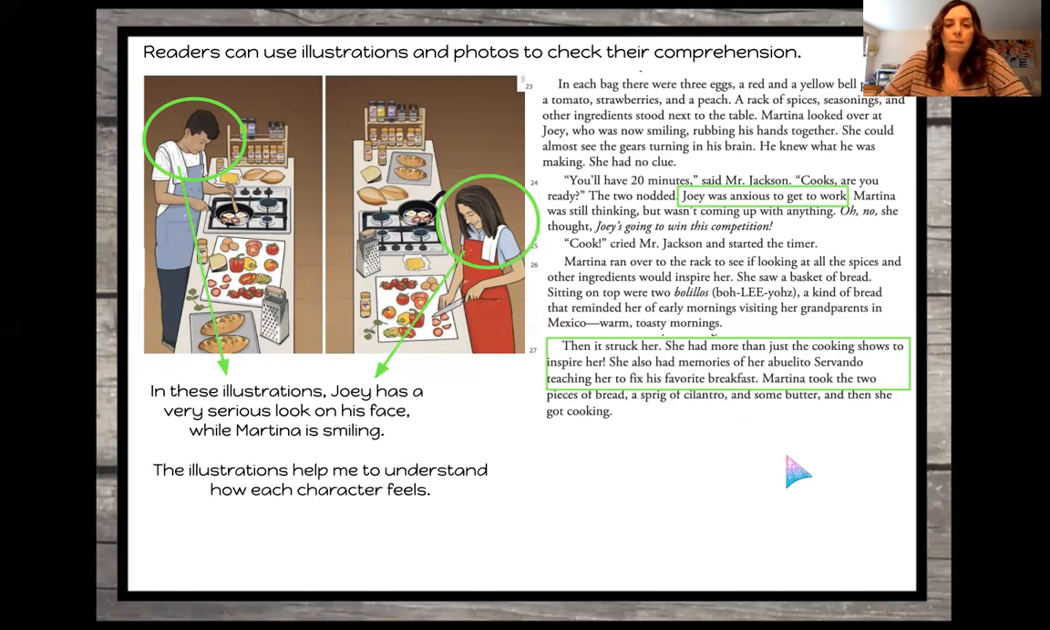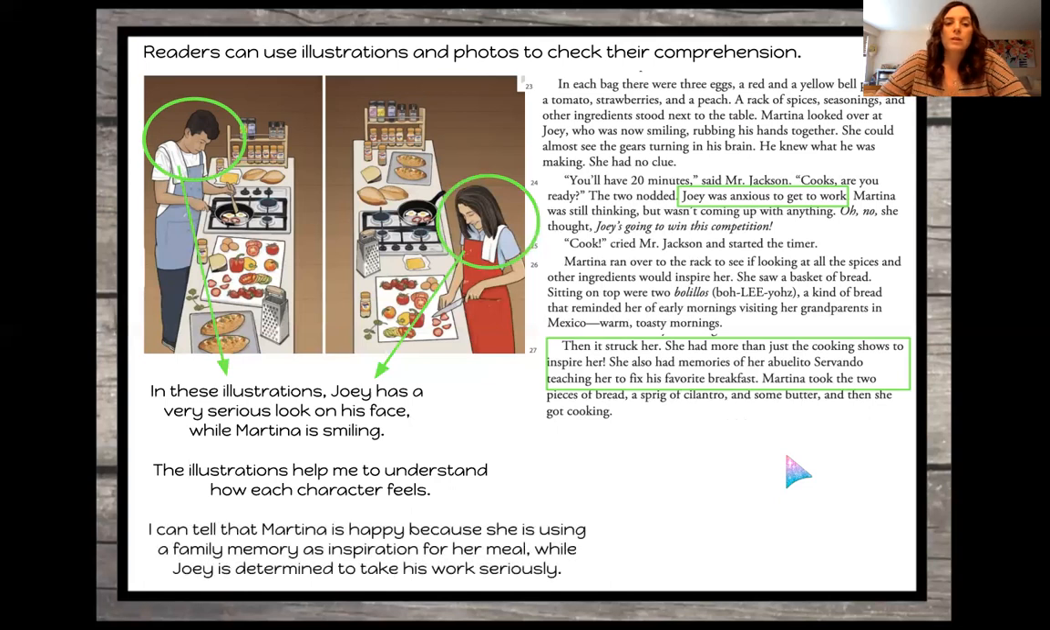So now that this illustration has reinforced to me that Martina is happy because she's using a family memory as an inspiration for her meal, and Joey is determined to take his work seriously.